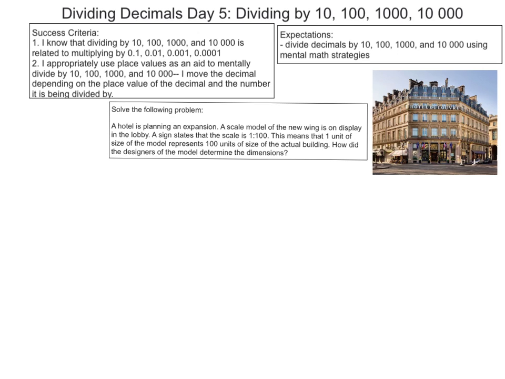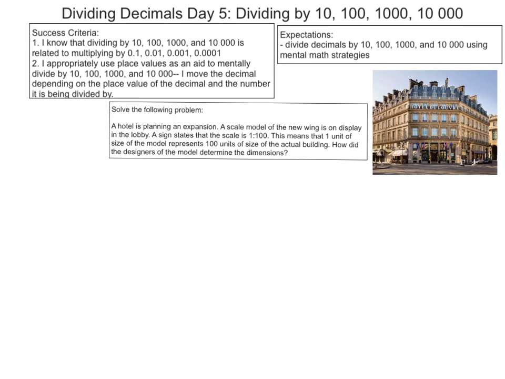Solve the following problem. A hotel is planning an expansion. A scale model of the new wing is on display in the lobby. A sign states that the scale is 1 to 100. This means that 1 unit of size of the model represents 100 units of size of the actual building. How did the designers of the model determine the dimensions? So let's look at this. We could say that the designers knew the dimensions of the real building and divided these by 100. So they must have known the height, length, and width and divided these measurements by 100 to make the model.